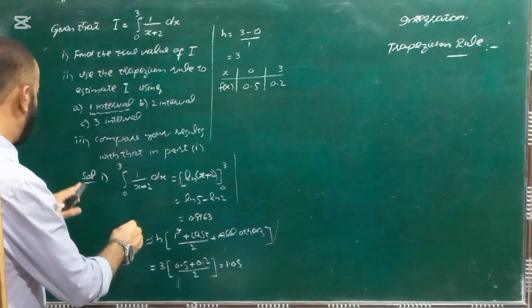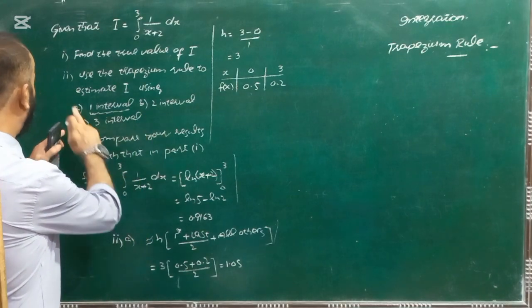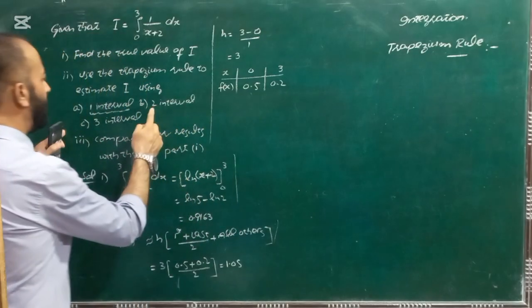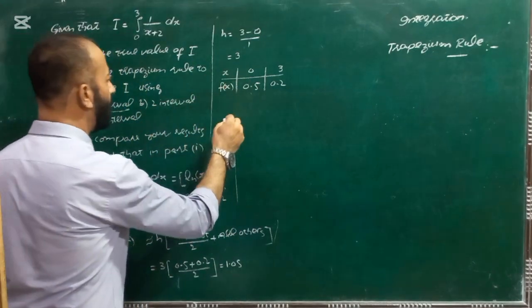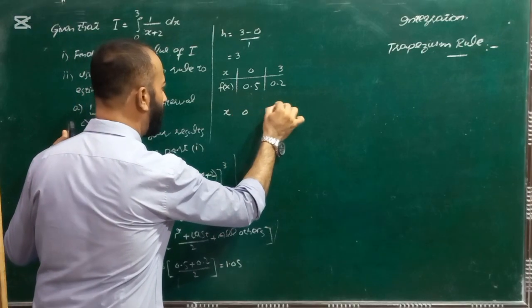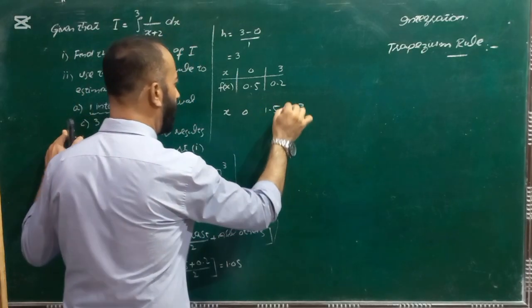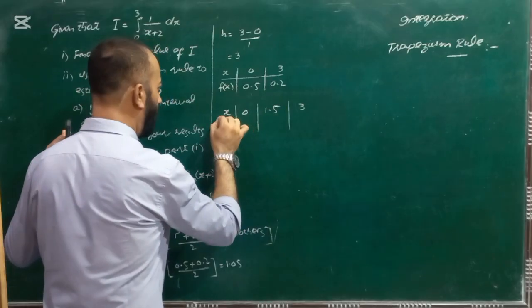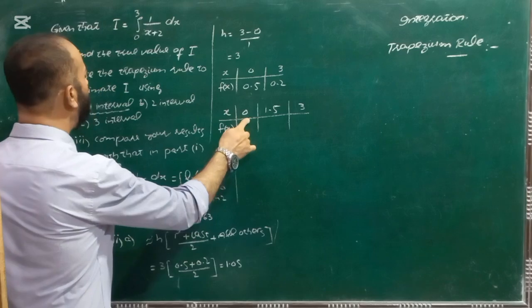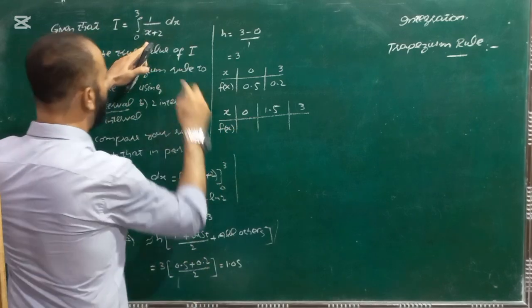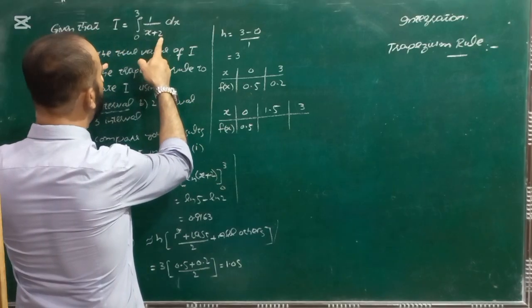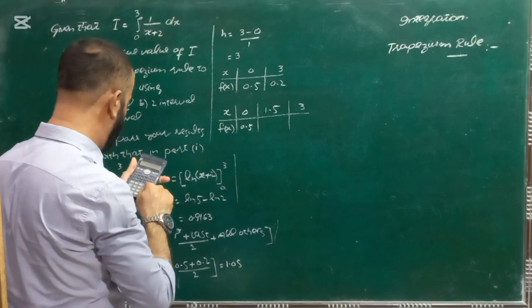Okay, now we are going to do the B part of the second part. So for two intervals, it means we have to go with two intervals. So first from 0 to 1.5 and then 1.5 to 3. So f of x for this one will be, when we put 0 over here, it will become 0.5. When we put 1.5 here, it will become 3.5. So 1 over 3.5.